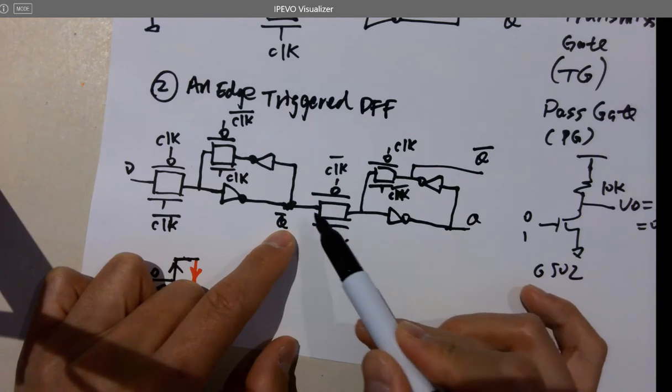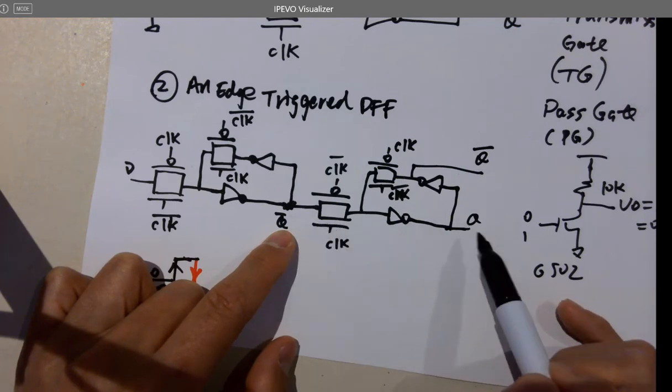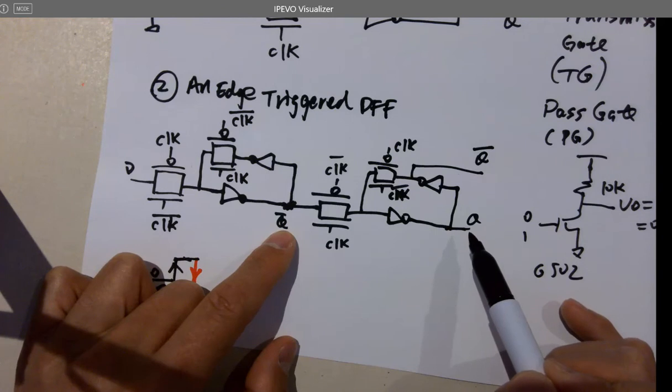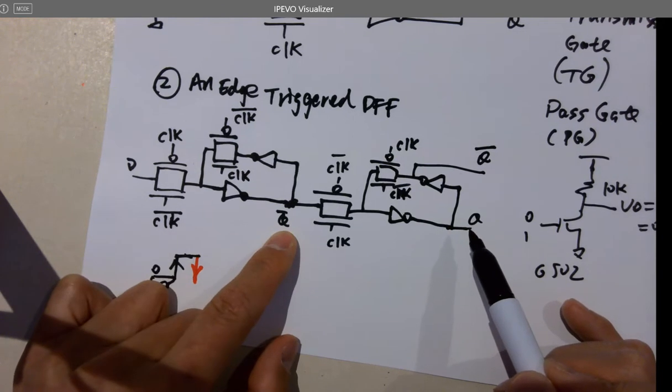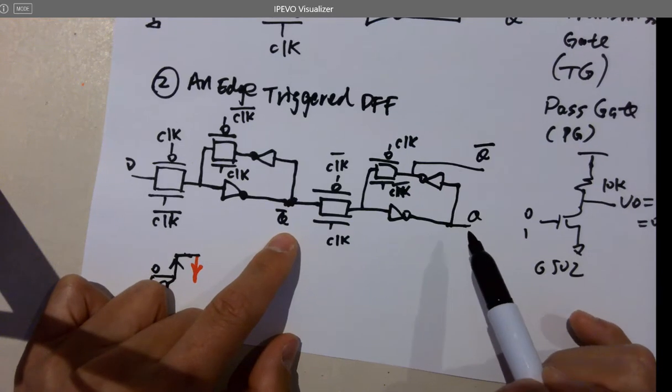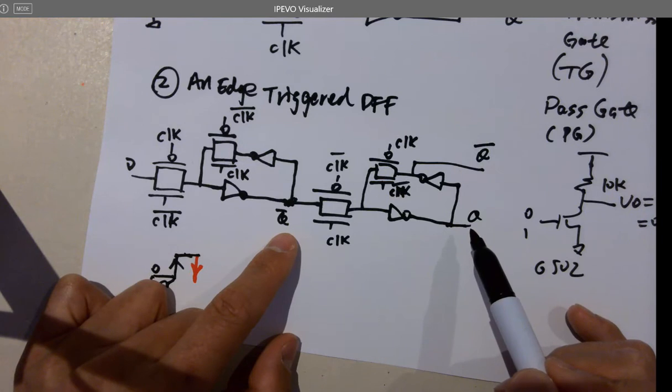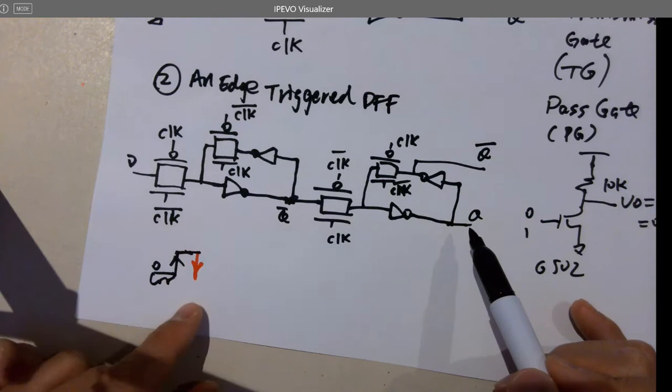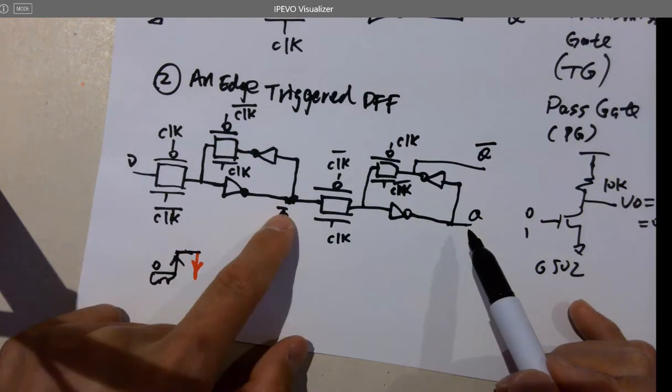The reason we don't want that one to be changed, because of what? Here in the falling edge, because we just want to make it a rising edge trigger flip-flop. Okay, so it's not going to affect anything. So the falling edge is going to send the new data to here.